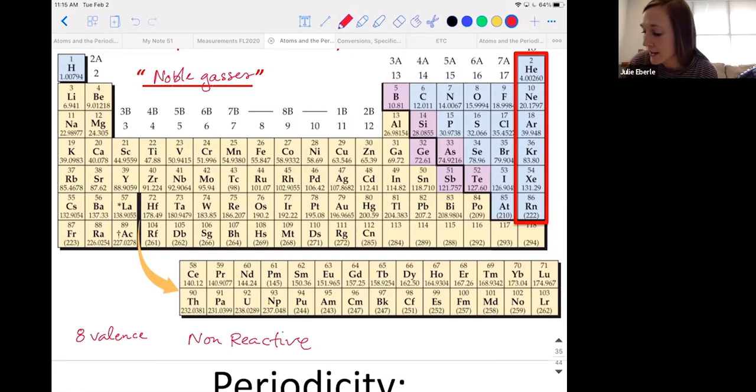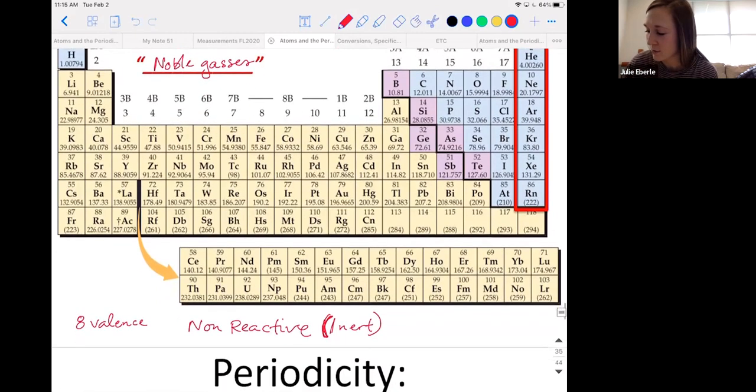They are what we call inert. That's supposed to be parentheses, inert. Okay. They don't tend to react with other elements. Okay. They don't do much. All right. So anyways, keep that in mind. That's because they have 8 valence electrons, but we'll explain more on that later.